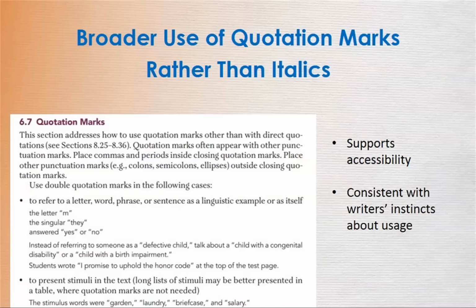Another change related to accessibility, which I mentioned earlier, is we're promoting a broader use of quotation marks rather than italics. So for example, when you're referring to a letter, word, phrase, or sentence as a linguistic example or as itself, you would use quotation marks. This is not only what people tend to do if they're writing without having read the manual, but it also supports accessibility because long strings of italic text can be challenging to read. And on the internet, it's often not possible to use italics. So we think that this change is going to be helpful to a lot of people.